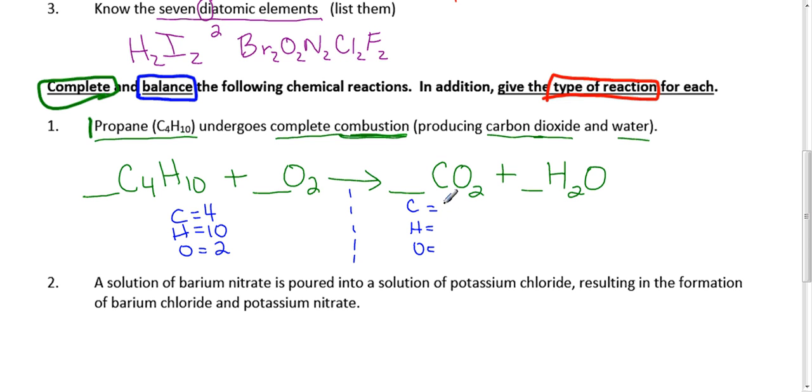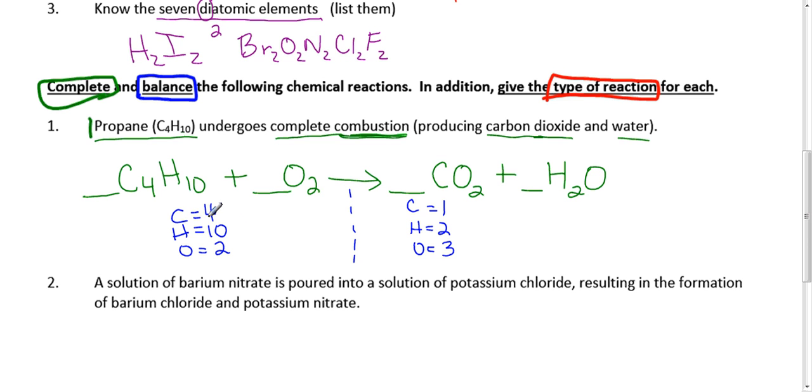Carbon, we start out with 1. Hydrogen over here, we're going to have 2. And you have to be careful with oxygen because it's split up here. So we'll have 2 oxygens here, only 1 over here. So 2 plus 1 gives us 3. And we want to balance the carbon and hydrogen first, since the oxygen is split up.